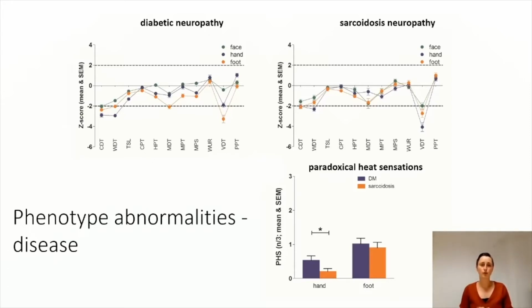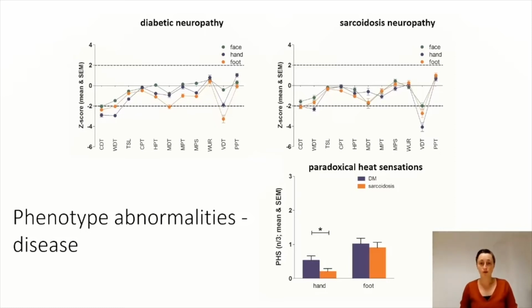I again show you here on the upper row two panels of two different patient populations. On the left, you see the diabetic neuropathy patients, and on the right, you see a QST profile of over 40 neuropathy patients that suffer from sarcoidosis, which is an inflammatory disease resulting in neuropathic pain as well. I will not go into all the details, but I hope you can appreciate that these profiles might look pretty different between patient populations, whereas some tests may actually be highly similar, especially when you look at specific locations.